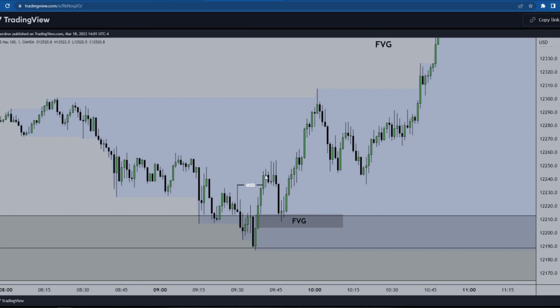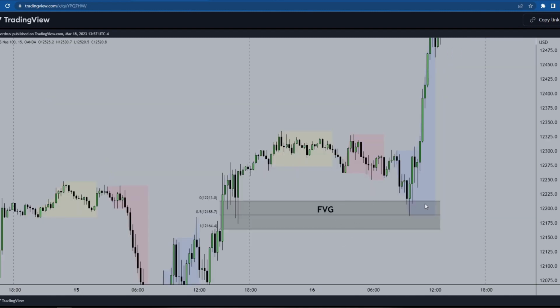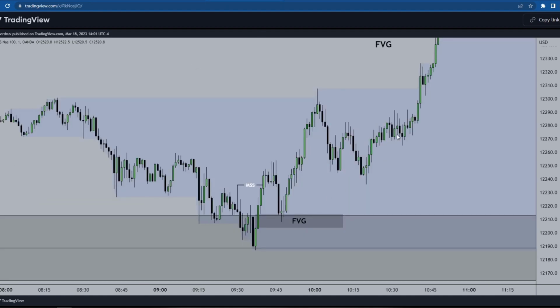First, the market gave a market structure shift right over here, all right, and then there was a clear fair value gap, okay, right over here there was a clear fair value gap. So then my entry was on the starting of this fair value gap, and my stop loss was below this candle's low, okay. And then I took my trade right over here, and see how it comes back one more time and taps into that fair value gap, this big fair value gap of 15-minute time frame, and then it pushes towards the upside, okay.